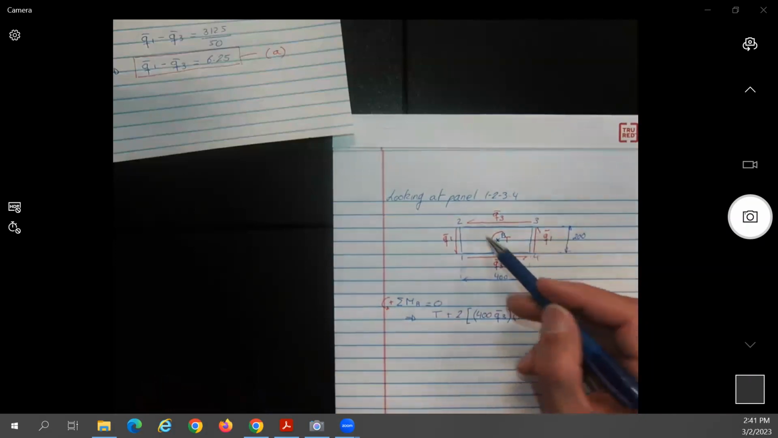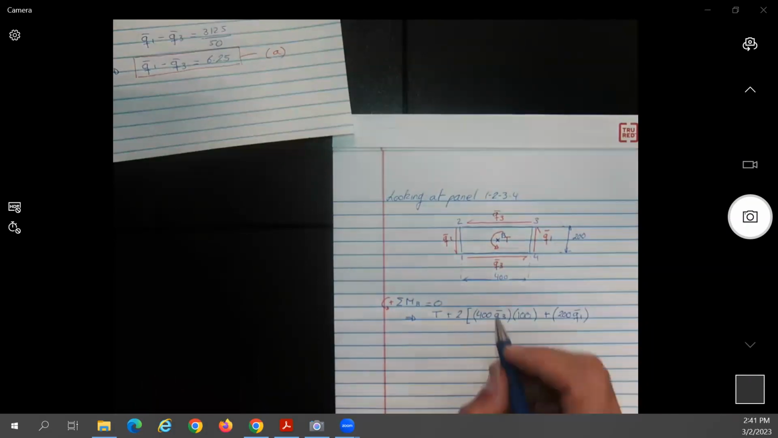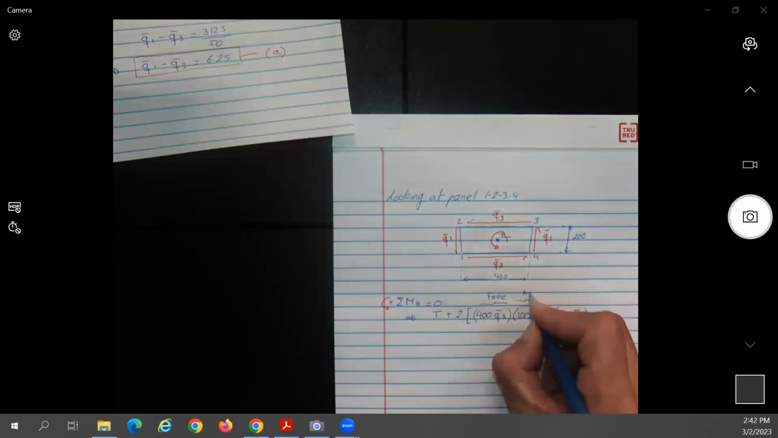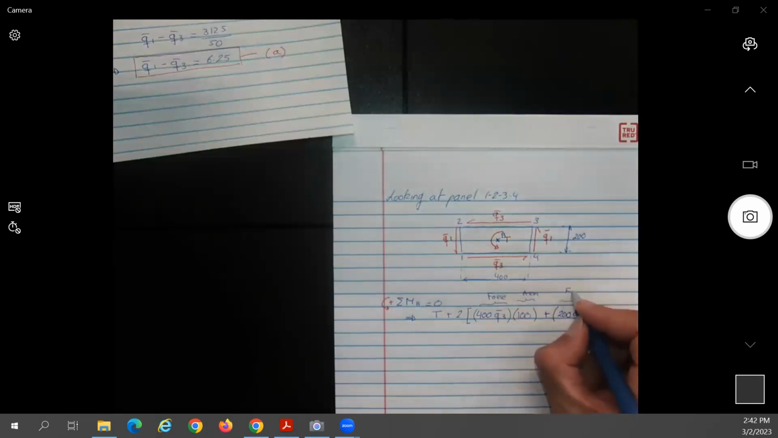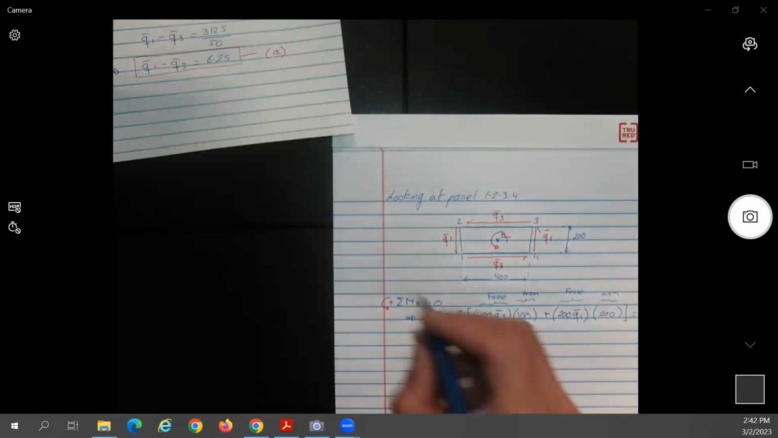Okay, I could do the same thing for the side panels, which can produce a counterclockwise moment. Plus, what would be the value of the force created by Q1? Would be 200, Q bar 1, the value of the force. If you want, here put force, and here will be the arm, 200, perfect. Then do this equal to 0. And T, can you remind me what was the value of T?